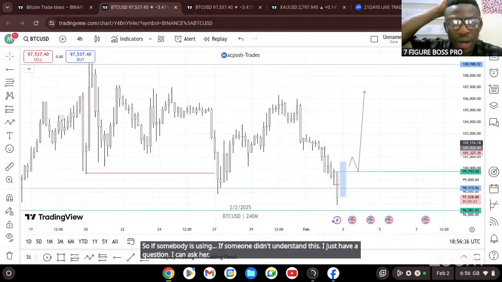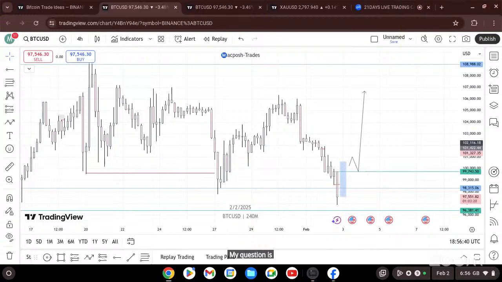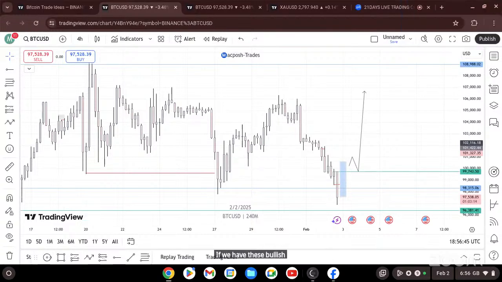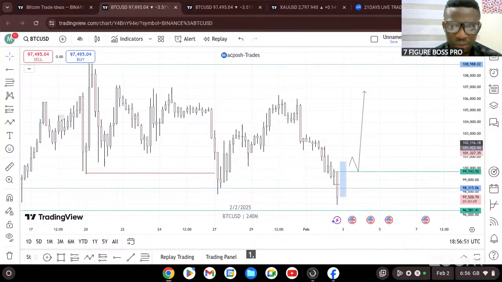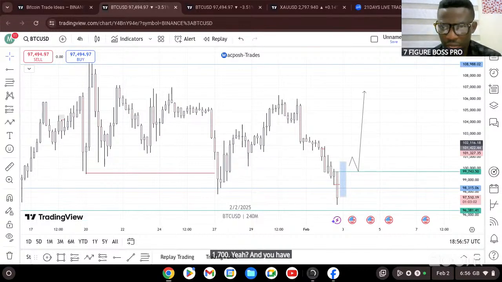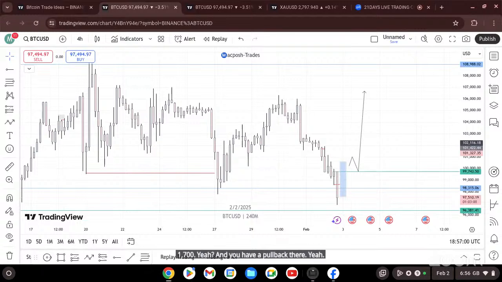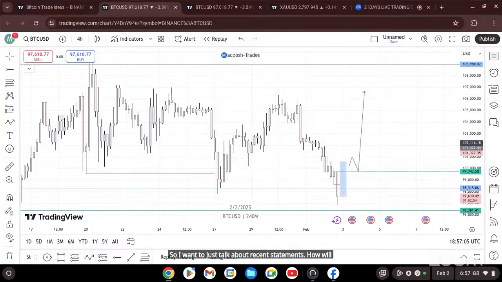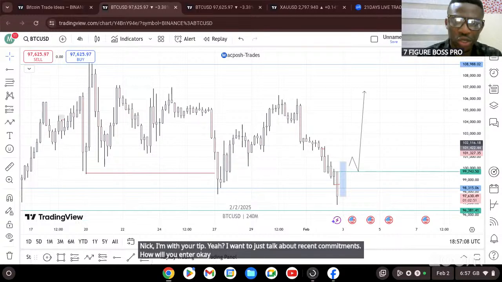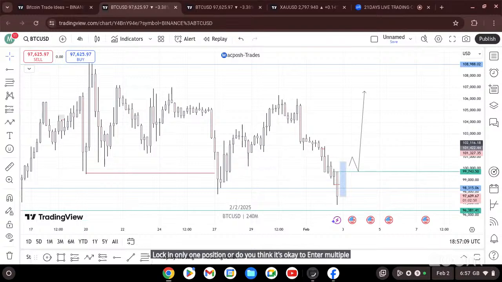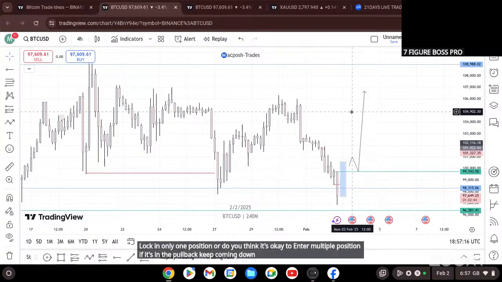My question is now entering the market tomorrow. If we have this bullish 4 hours candle that engulfs that 9,700, and you have a pullback there as expected, I want to just talk about risk management. How will you enter? Would you like to lock in only one position, or do you think it's okay to enter multiple positions if the pullback keeps coming down?